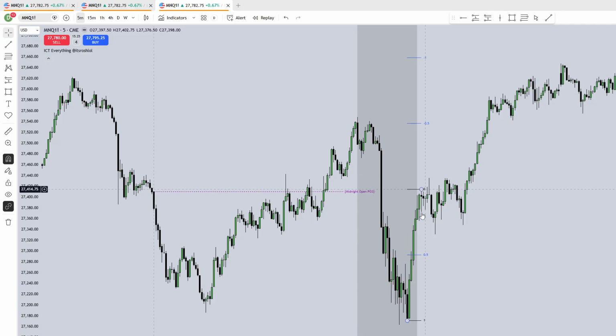So again, we have 1, 2, 3, 4 fair value gaps. How do I know which fair value gap to use? Well, use the fair value gap that's near 50% or below. And in this case, we had this bullish breaker here, so I'm looking at this fair value gap.